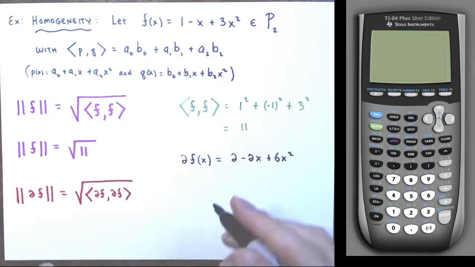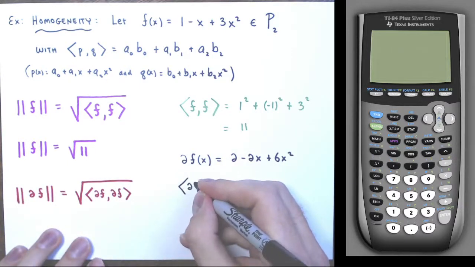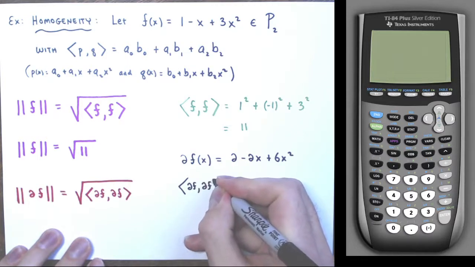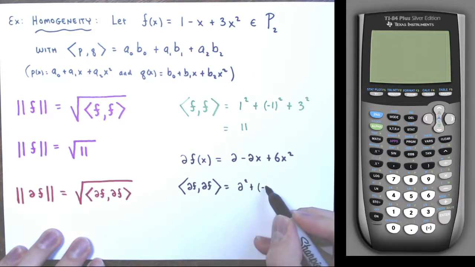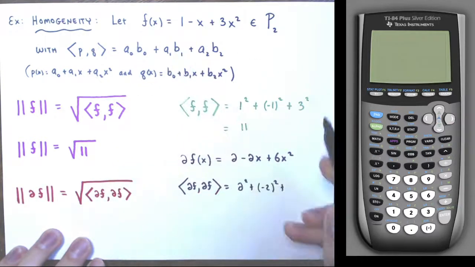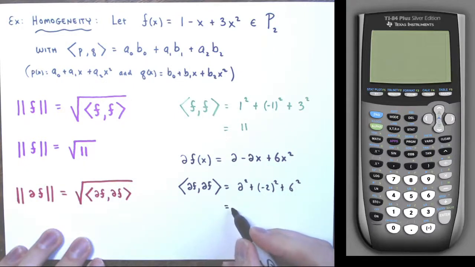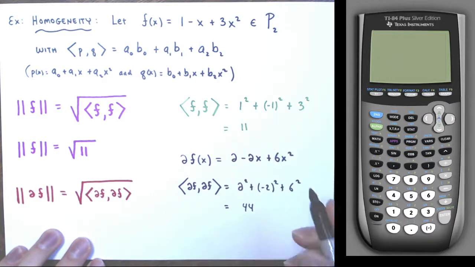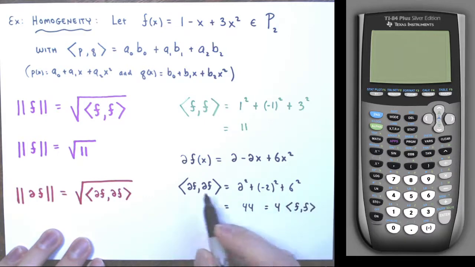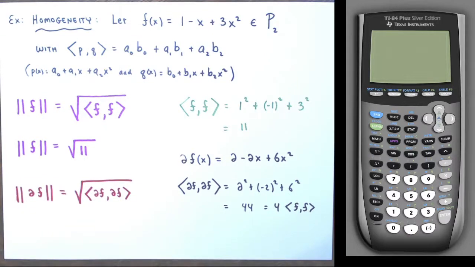All right, so what is the inner product of 2f with 2f? So that's going to be 2 squared plus negative 2 squared, based on the way the inner product is defined, plus 6 squared. So that's 4 plus 4, which is 8, plus 36 is 44. And do you see how that's just 4 times 11? See how this is just 4 times the inner product of f with f, as I said it would be, right? You pull the 2 out of the first slot, 2 out of the second slot, using the homogeneity property of inner product.